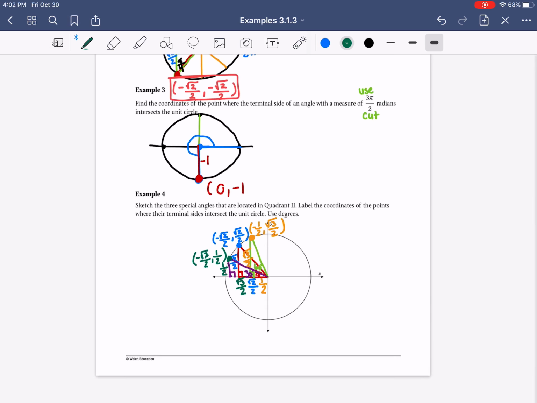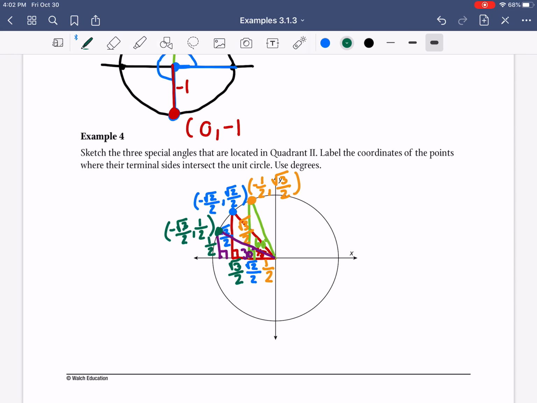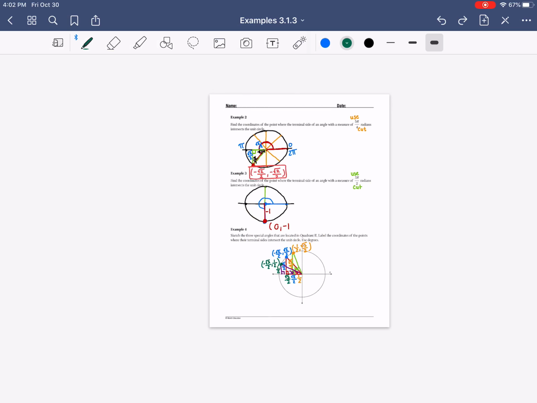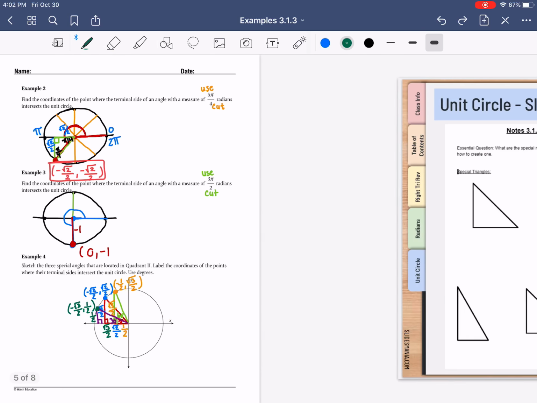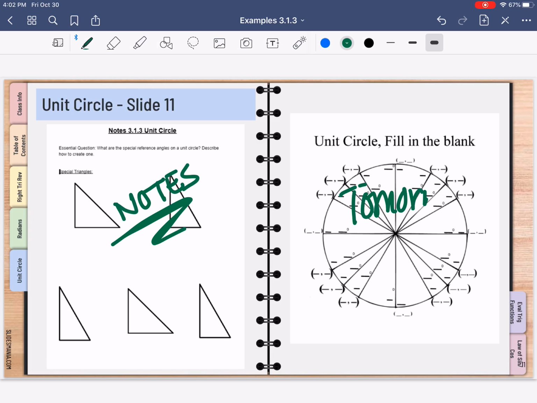So those are the 3 special angles in quadrant number 2. And those 3 angles repeat in each and every quadrant. You have each of those in all 4 quadrants, which we're going to look at tomorrow in the unit circle. Okay, so these are the notes that we took today. We had just a few triangles that we wrote down. This is what we're going to do tomorrow, which is creating the whole unit circle, all of the special angles, and we're going to look at a lot of patterns.